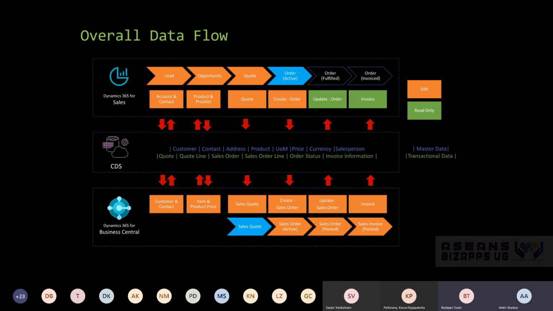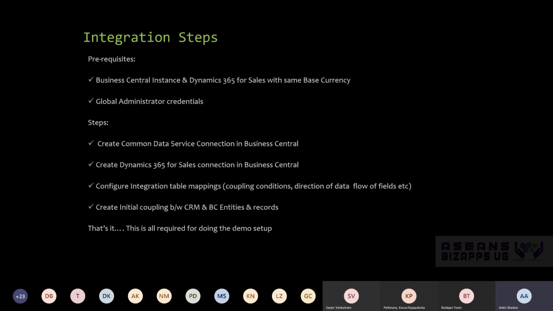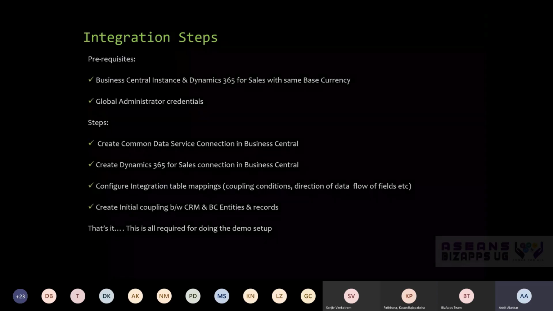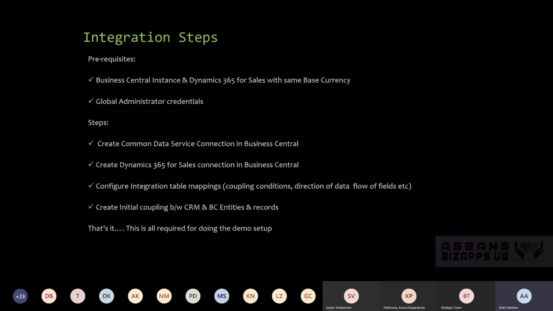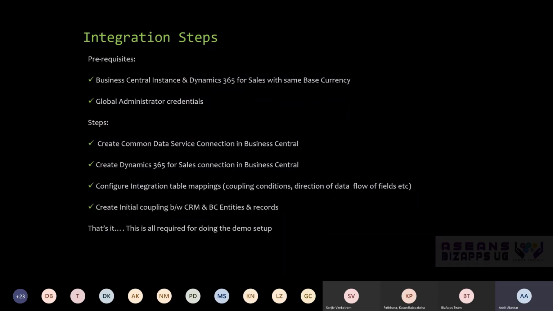Thank you. Okay, great. So what should be the integration steps? We have some prerequisites and the steps we are going to follow. We should have both the instances, BC and CRM, with the same base currency. BC will have the reporting currency or the base currency, and the CRM should also have the base currency. That's the first thing. Second, we need the global administrator credentials to set up the CDS connection and the Dynamics 365 for Sales connection. These are the two prerequisites. Definitely you need an instance.